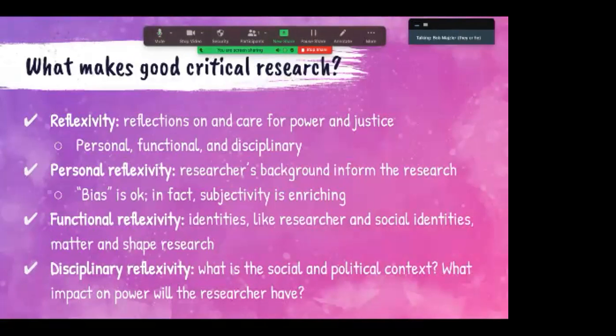So for the last sort of 10 minutes of the lecture, I'm going to go through my dissertation research, and it's informed by critical research. So it'll give us an example, and then we can look at what it does well and what it does not so well in terms of critical reflexivity.